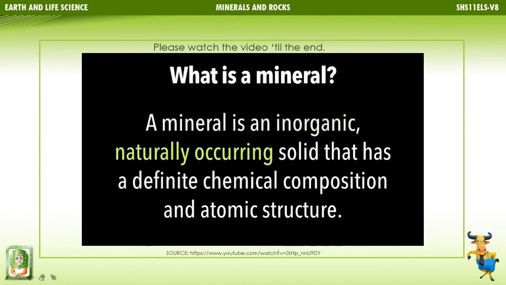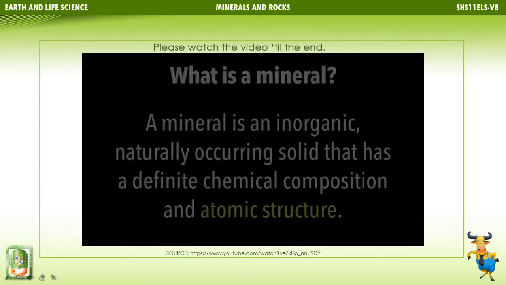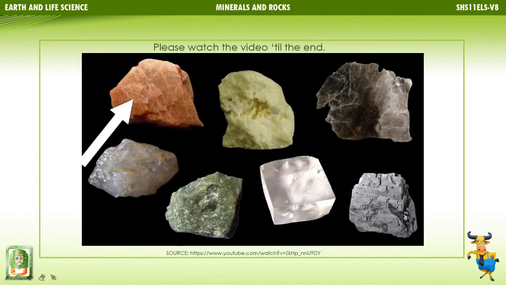It needs to be naturally occurring, meaning it can't be man-made. Additionally, it needs to be a solid under normal conditions on our surface. It has to have a specific, definite chemical composition, a unique elemental makeup, and a specific atomic structure. Here are some common minerals, including this sample of potassium feldspar, also known as orthoclase, this sample of sulfur, this sample of muscovite mica, some galena, calcite, olivine, and quartz.